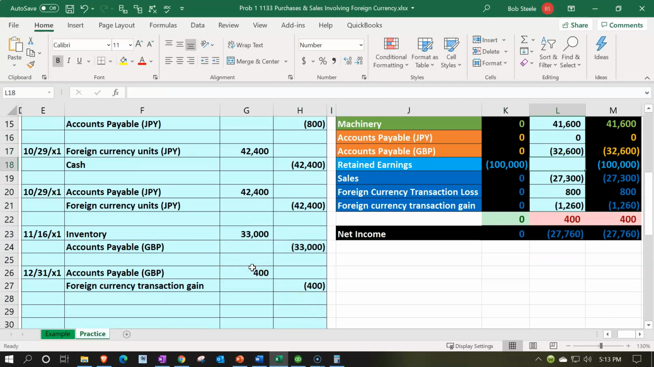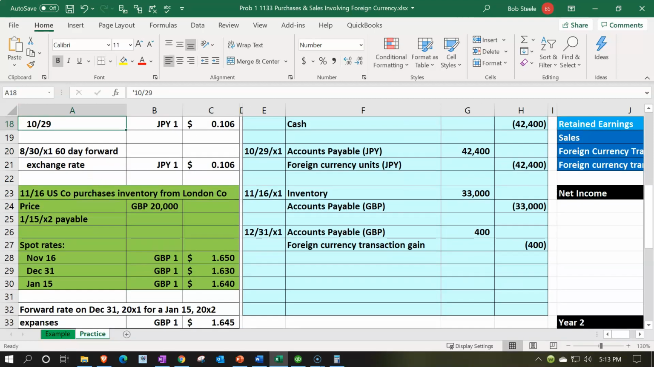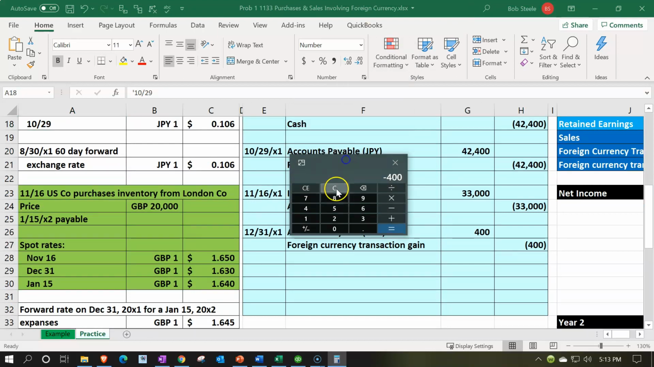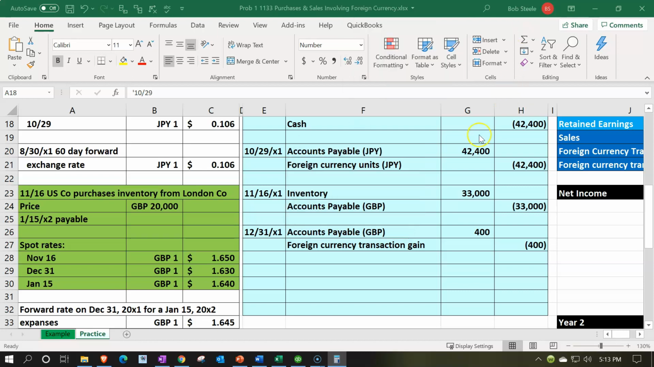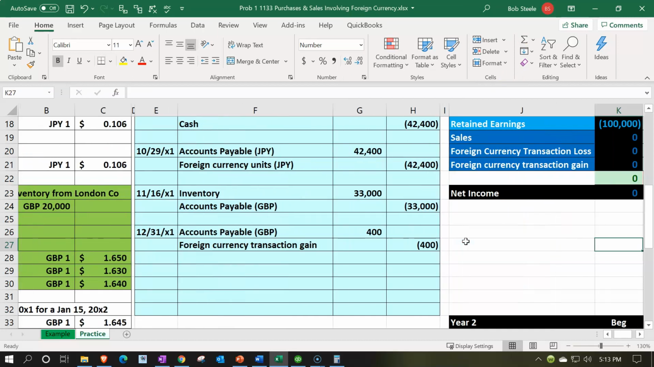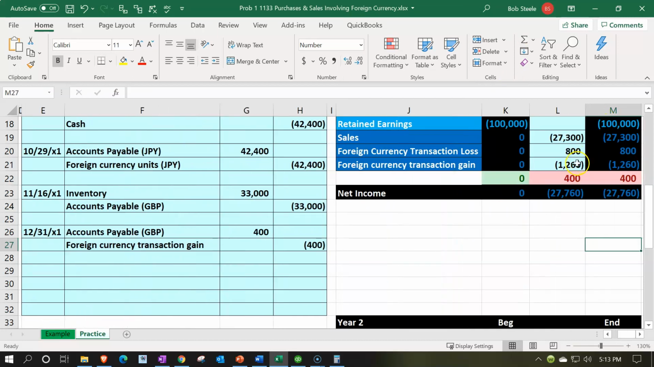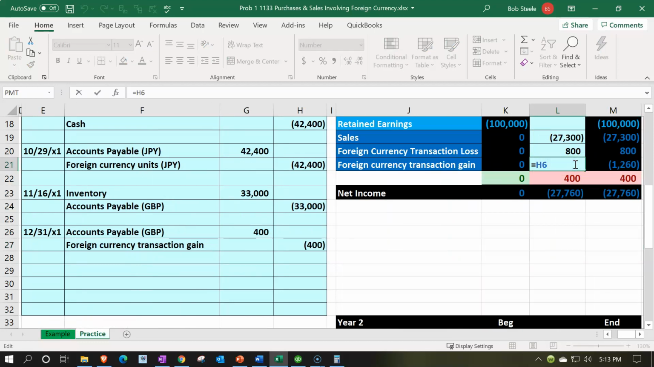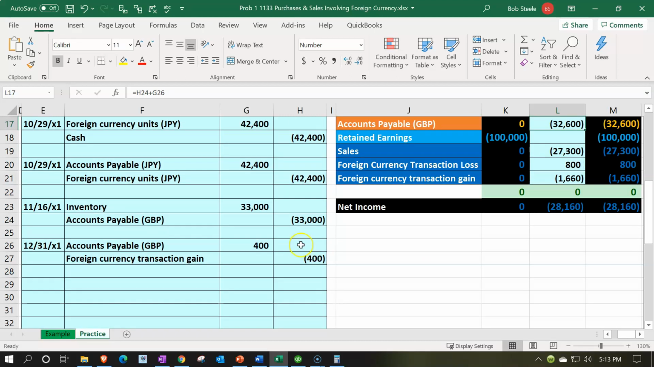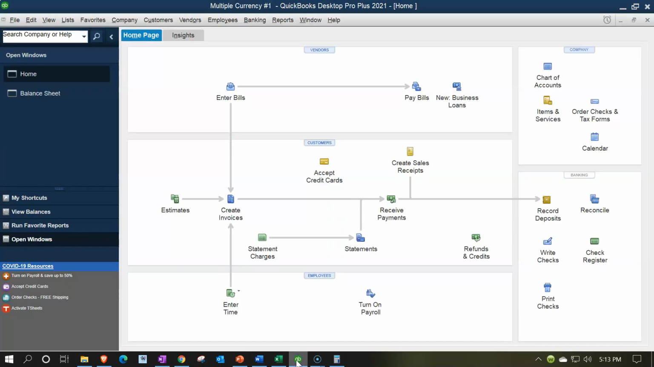The accounts payable is now at the 32,600. That 32,600 should match the current rate, which would be the 20,000 that we're going to pay in pounds times the 1.63 rate. So there's the 32.6. That looks correct. Then we're going to put the other side, which is going to be a gain in this case, into our gain side. So I'm going to double click on this transaction plus, pick up that 400, and there is our transaction in terms of journal entries. Now let's enter it into QuickBooks and see how we would do that in QuickBooks.